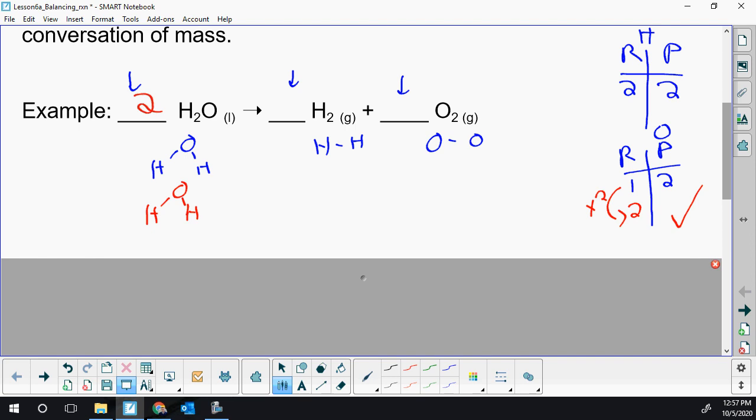Now that messed up my hydrogen. I have to go back and fix that. I didn't change the product hydrogen count, but the reactant hydrogen count with the 2 waters, I've doubled that to 4. But I can fix that. I got 4 on this side. The product, I can double that to 4 by doubling my hydrogen.